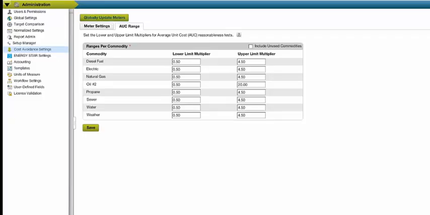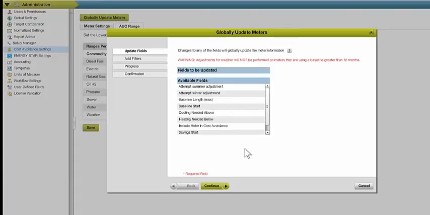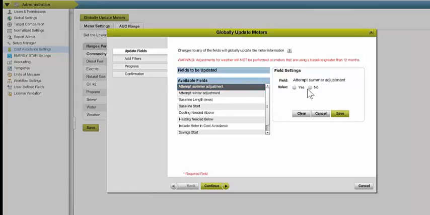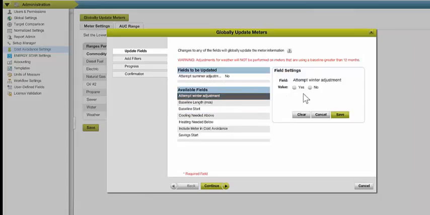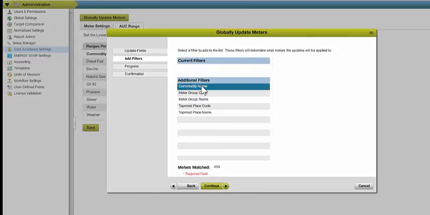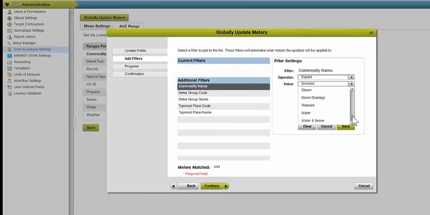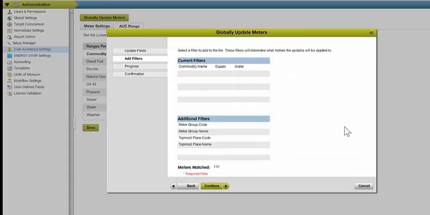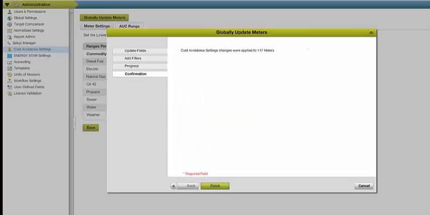And then finally, globally update meters. This is a way you can update cost avoidance settings for many meters at once. For instance, if we say we do not want to attempt a summer weather adjustment, nor do we want to attempt a winter adjustment when the commodity is water. That's 117 meters that are water meters, and that instantly applied that to all those meters. So we don't want to try to weather adjust summer or winter for water meters.